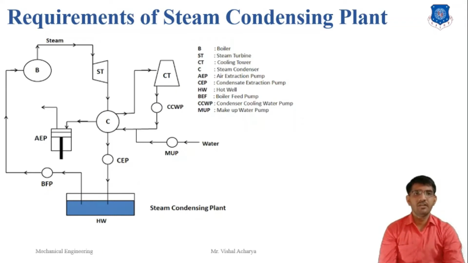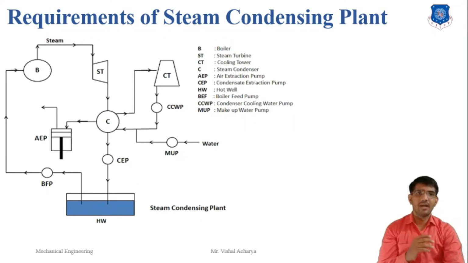The second important device is the condensate extraction pump. It is a pump installed between the condenser and the hot well, as shown in the figure. It transfers the condensate from the condenser to the hot well. The third part is the hot well. It is a sump that lies between the condenser and the boiler. It receives the condensate from the condenser by the condensate pump. The feed water is transferred from the hot well to the boiler.